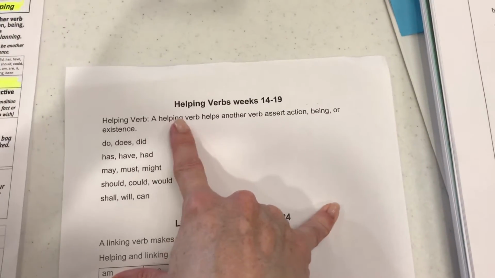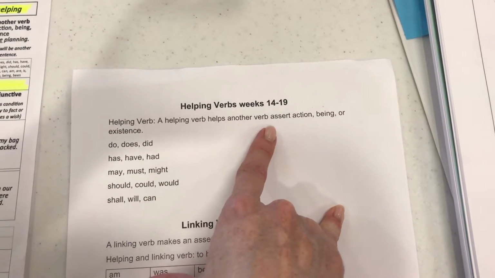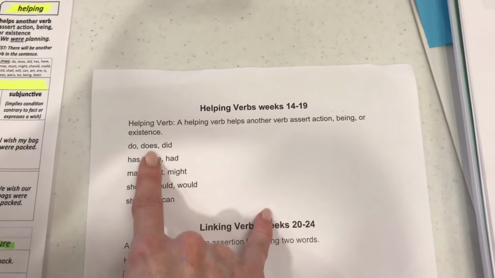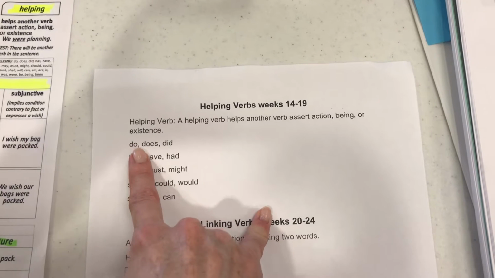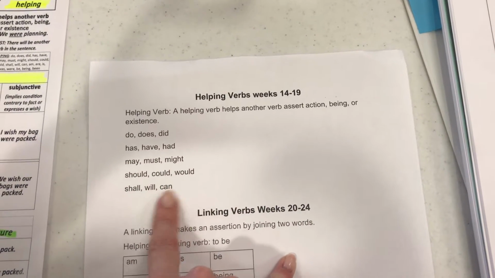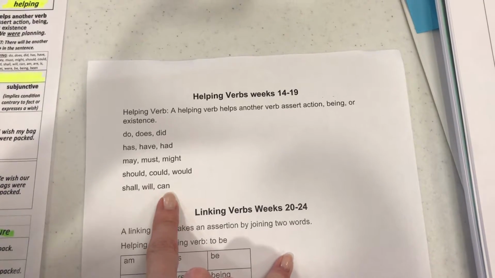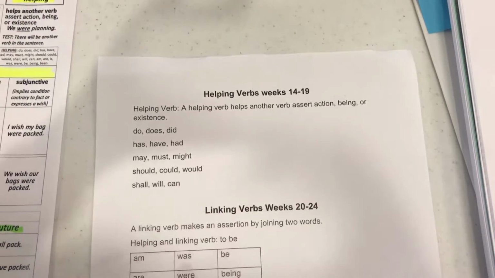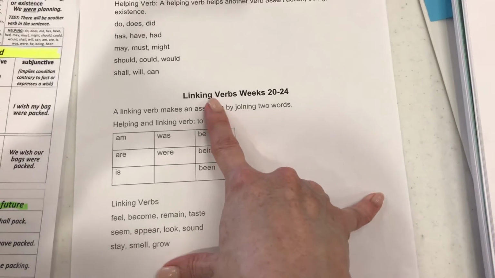A helping verb helps another verb assert action, being, or existence. Do, does, did, has, have, had, may, must, might, should, could, would, shall, will, can. That's a helping verb. And then linking verbs.